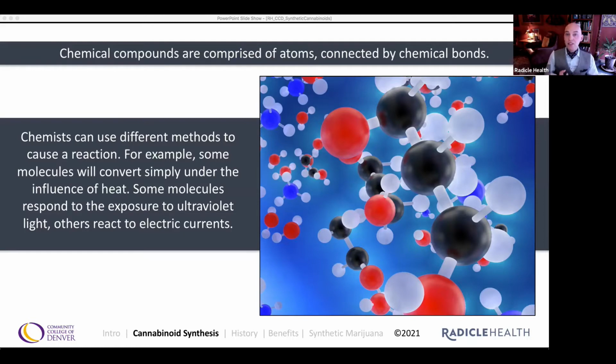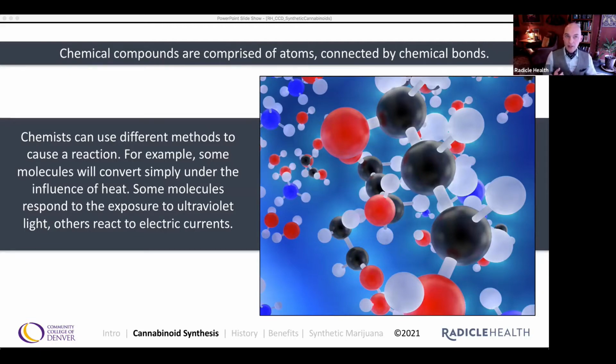So chemists can use different methods to cause a reaction. So for example, some bonds might be influenced simply by applying heat. Some bonds might respond to the exposure of ultraviolet light. Others might react to things like electric currents. Essentially, what chemists are trying to do is they're trying to mimic the processes that occur in nature to construct chemical compounds through controlled reactions.